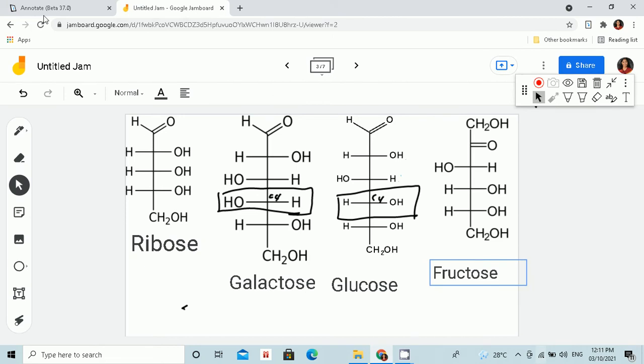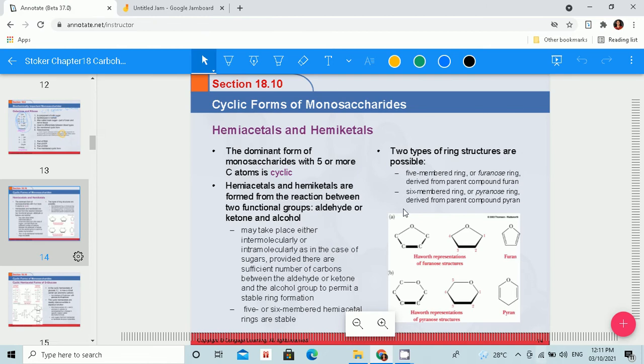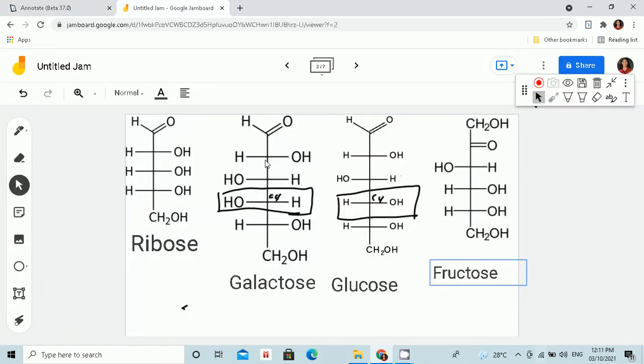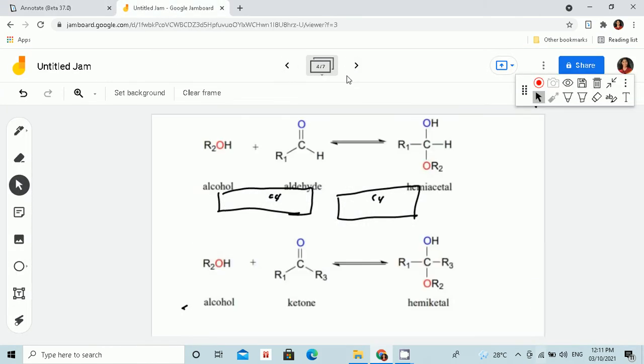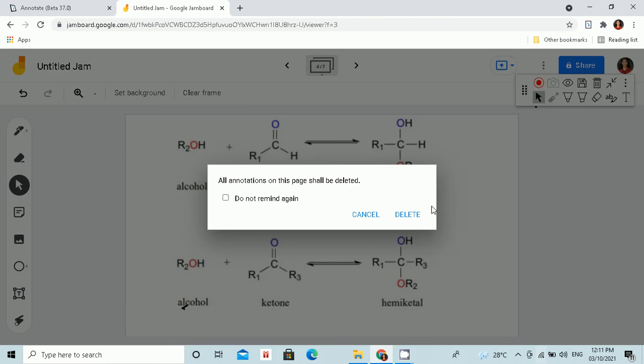So we have here our line bond structure. It's an open chain, but here we will now look at the cyclic forms, not an open chain anymore, but the cyclic forms of our monosaccharides. Now let's go to hemiacetals and hemiketals. Hemiacetals are formed when an alcohol attacks an aldehyde. And then we have hemiketals when our alcohol attacks ketones. Okay, so we have it here.